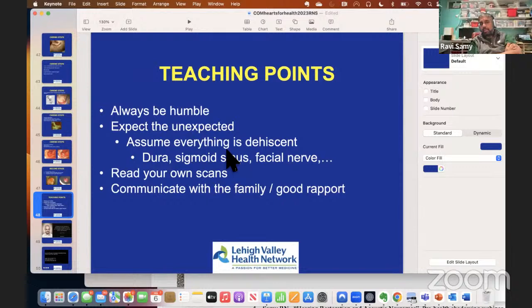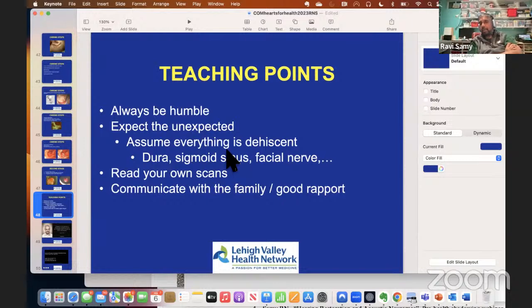I try to teach my residents and fellows to be expecting the unexpected. Assume that on these cases, as I showed you, you could have parts of the body completely exposed, whether it's dura, the lining of the brain, sigmoid sinus, facial nerve, all those things. And that's true for all surgeries. Every surgeon needs to be ready for potential complications, for potential challenges.